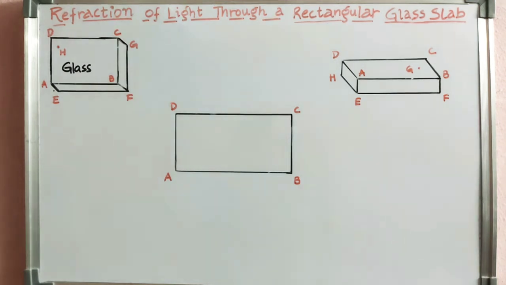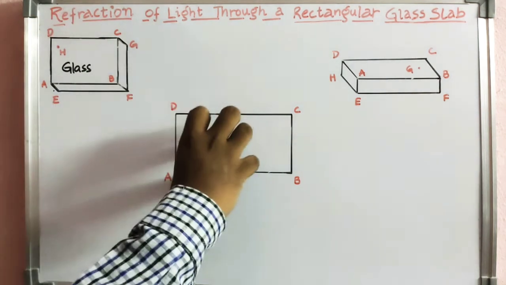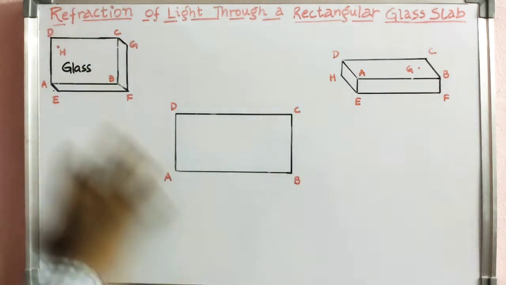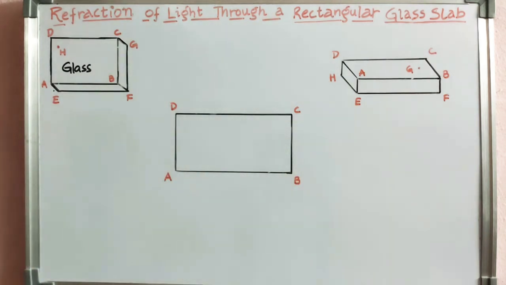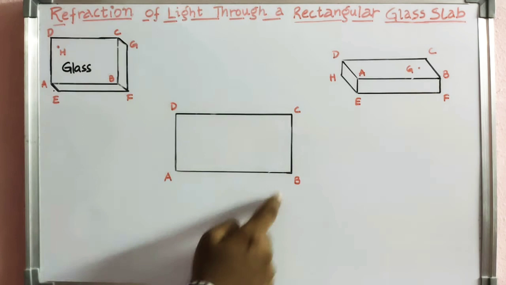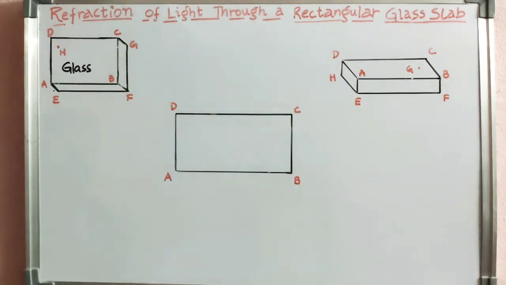At the center of the page, place the glass slab and take the outline of the glass slab. How is the outline going to look? Take the glass slab, keep it in the middle, draw the outline. Rectangle. That's why we are calling it a rectangular glass slab. And I have written the names for that also: A, B, C, D. If you can see here, I have written the names A, B, C, D.